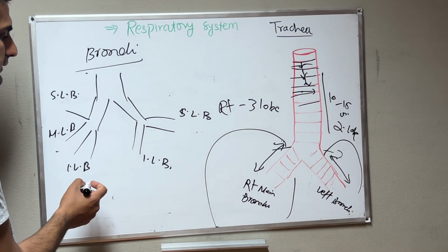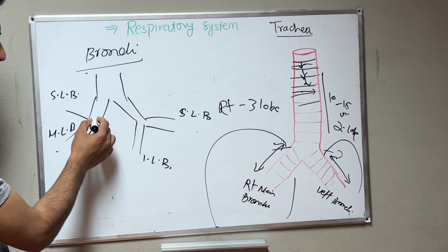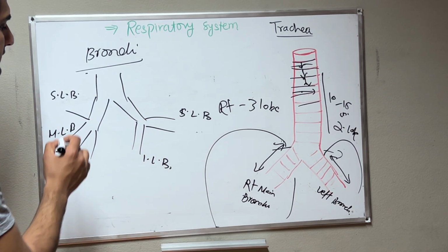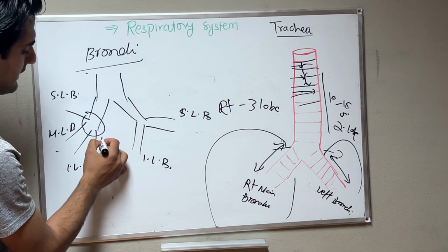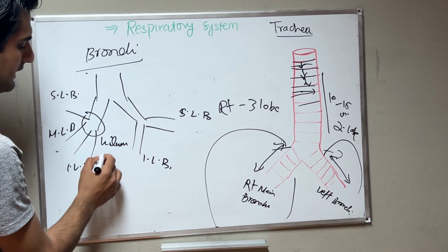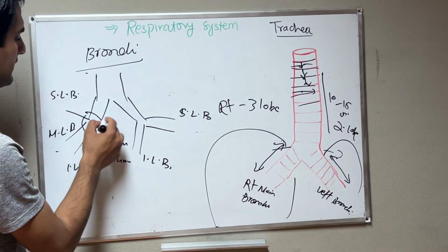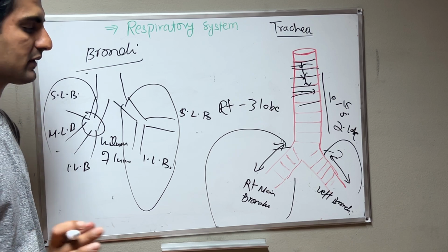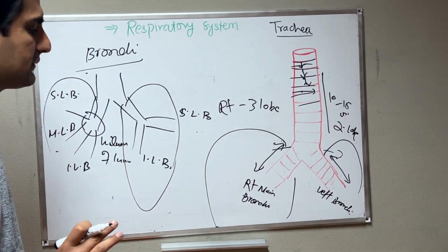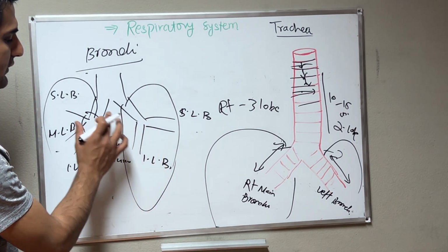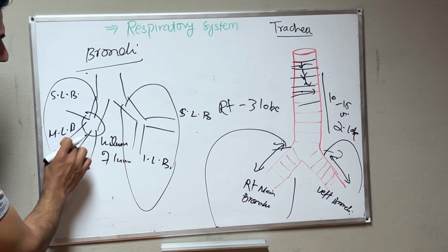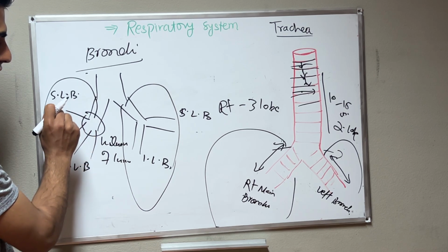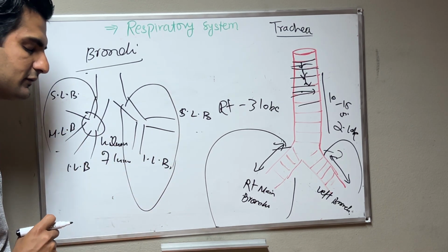Where the left and right main bronchus enter into the lungs, this area is called the hilum of the lung. About the lungs we have a different topic, but for your memorization and concept I will clarify: when the bronchus divides into the superior, middle and inferior bronchus, the right lung has 3 bronchi and the left has 2 bronchi.